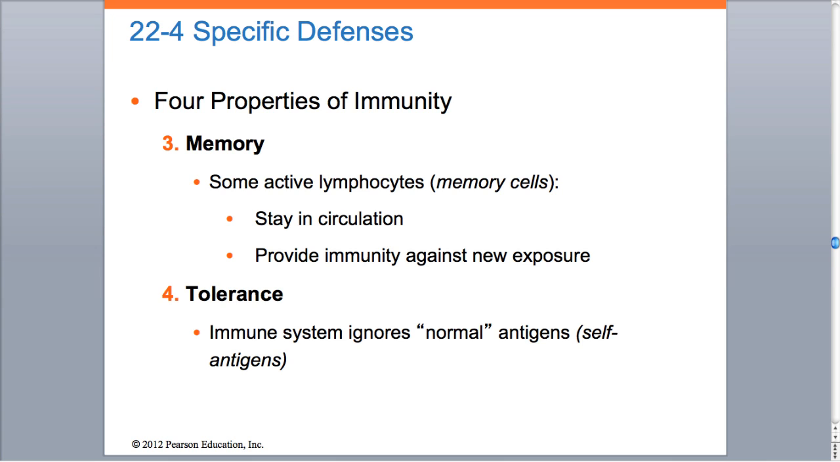The other term that you see there is tolerance. The immune system ignores normal antigens. Now this is where many of your other diseases come around. So if you understand what I'm getting at, I'm talking about autoimmune diseases. When you start losing what's called the self-tolerance, that's where your autoimmune diseases come into play. Okay. So the immune system ignores the normal antigens, it ignores your self-antigens, hence your self-tolerance. Next slide.